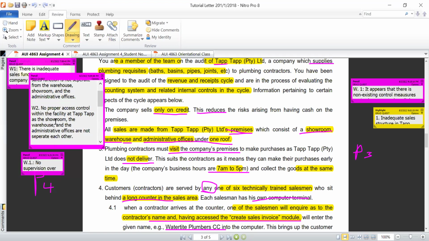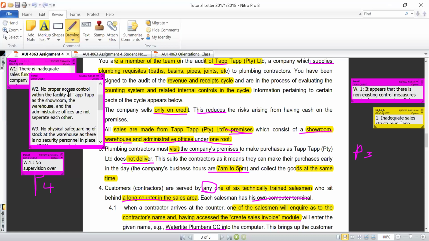And again, there are no proper access controls within the facility at Limited. Why? As the showroom, the warehouse, and the administrative offices are not separate from each other. Now, the showroom, that is where the actual items are. It has to be monitored. If it's not monitored, somebody can just steal and it goes unnoticed. I don't know if I'm making sense to you guys.